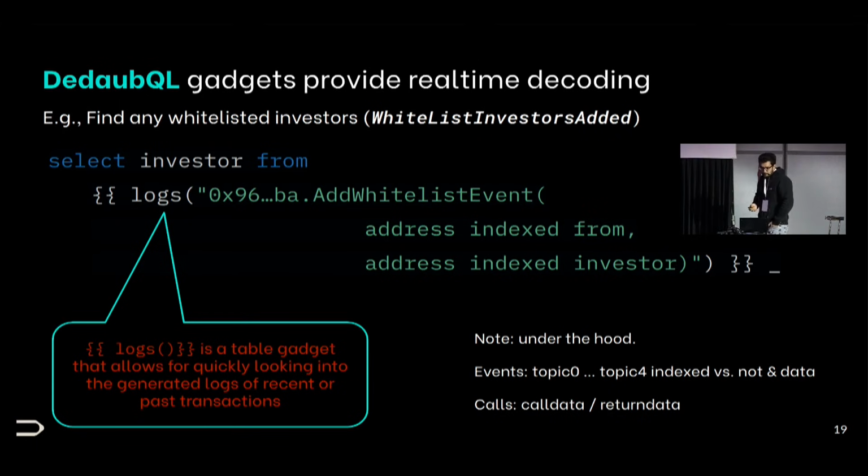Okay? In this particular case, with events, under the hood, events are stored as a series of columns. You've got topic 0, which is the hash of the ABI of the event, and then the other indexed columns are stored between topic 1 and topic 4. And then you've got a data field in events which stores the unindexed fields of the event. Okay? In other tables, like transaction data, you've got call data and return data. You can also decode errors and things like that.